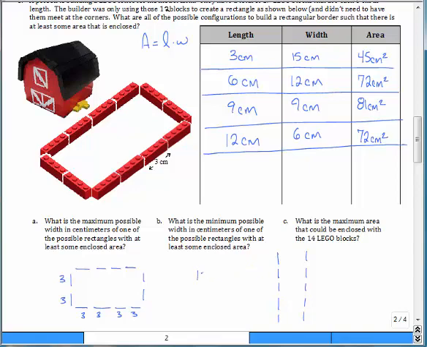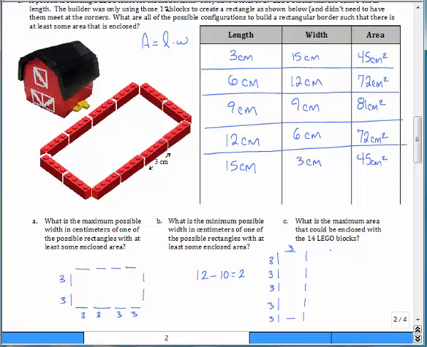So that would be 12 minus 10, which would equal 2. So I only have 1 left for each top and bottom, so that would be 3, 3, 3, 3. So in this case, 3 times 5 is 15 centimeters for the length, and 3 centimeters for the width. So 15 times 3, that would be 45 square centimeters.